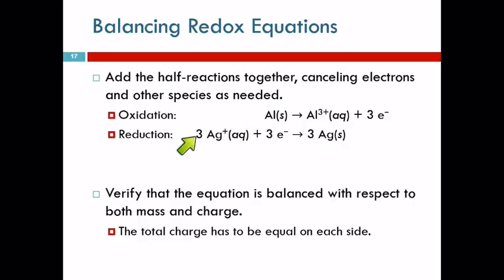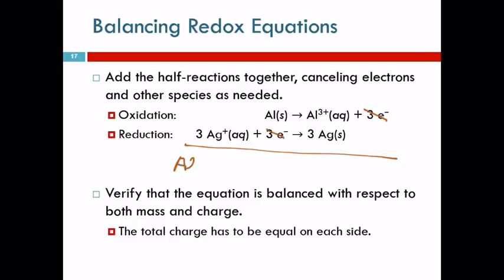So here I've multiplied that out. 3 silver ions plus 3 electrons gives us 3 silver atoms. Now if I take these 2 equations and add them back together, here's 3 electrons being given and 3 electrons being used. Those cancel out just like the spectator ions do. So those don't end up showing up in the final equation.